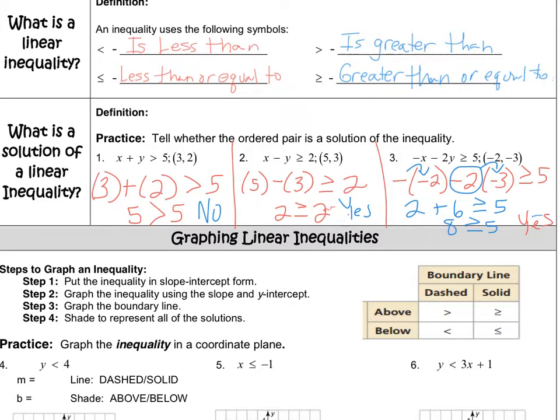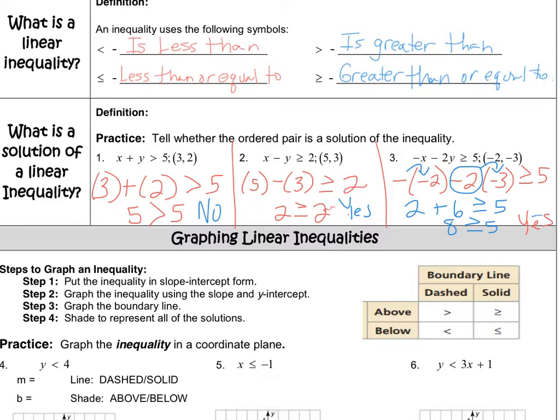The biggest trick on these three was really number 1, and sometimes students will just see the 5 and the 5 on either side and go, yep, that's true. But if you read it out loud, it says 5 is greater than 5. Well, that's not true. It doesn't have the equal sign, so it's not true.